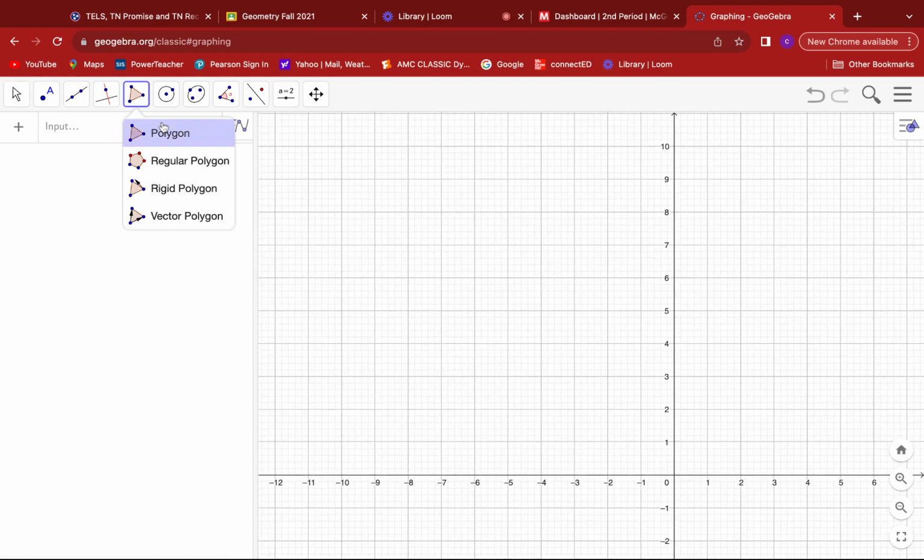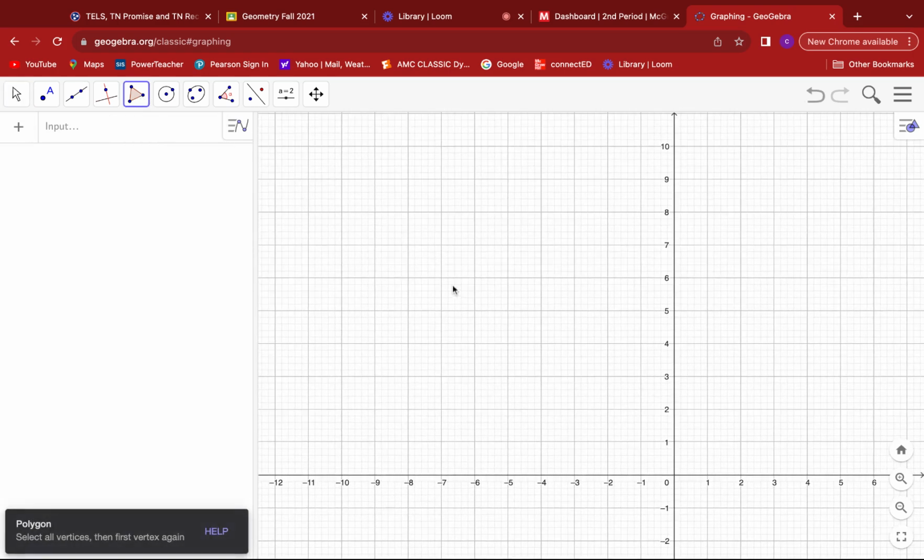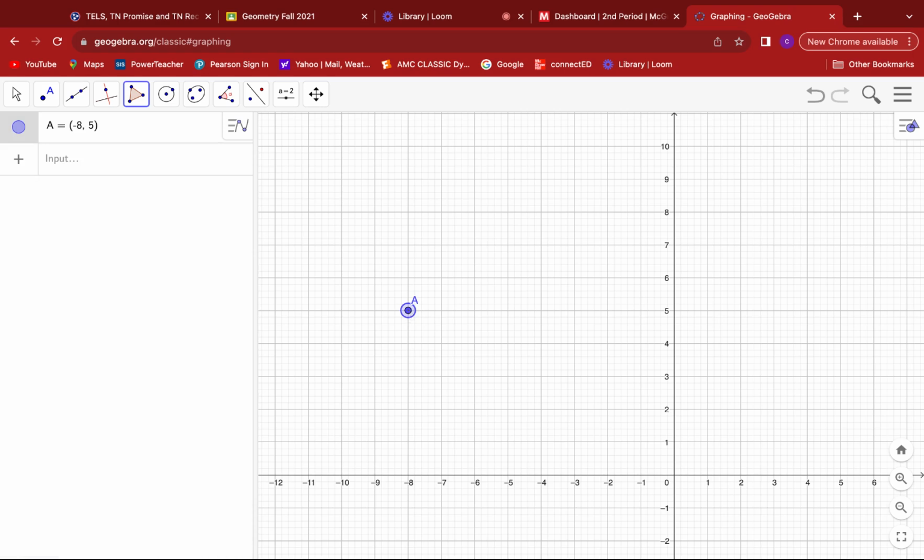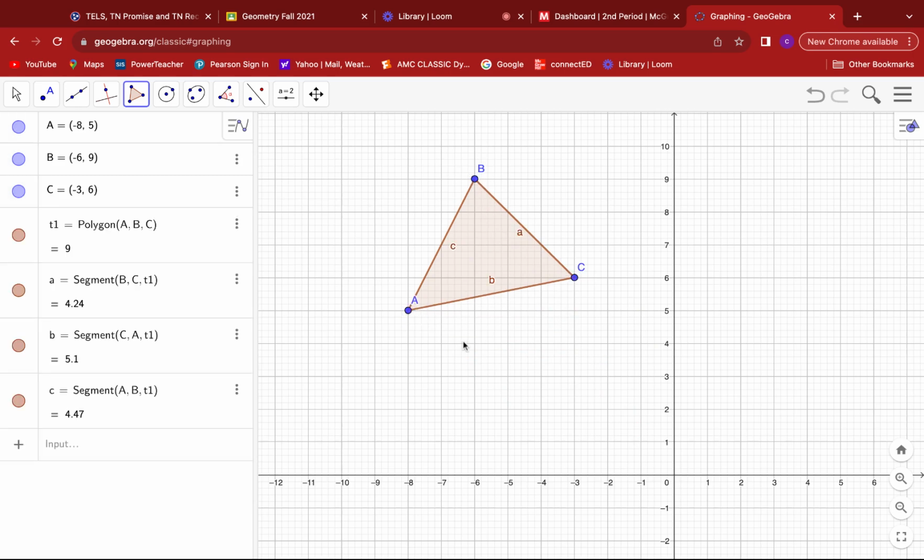All right, now I'm going to go to my polygon. Okay, so -8, 5 is left 8, up 5. There's my A. B is -6. That's going to be left 6, up 9. There's my B. And C was -3. That's left 3, up 6. I'm going to shoot back to my A to finish out my closed figure.